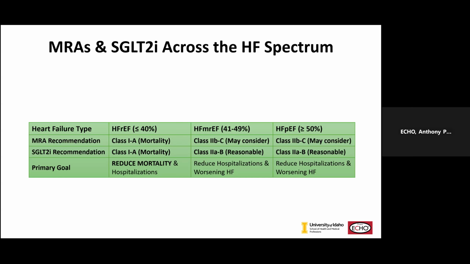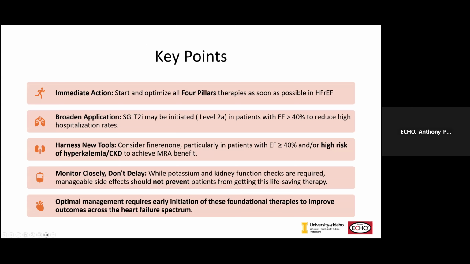This slide just kind of summarizes where we're looking at. We do see, in HFrEF, we have class 1A recommendations for both drugs, whereas HFmrEF and HFpEF, we're seeing a little bit more, but it still is reasonable. We're seeing more and more studies all the time that move these recommendations towards they may be more beneficial to be used in these populations. So, all right, next slide.